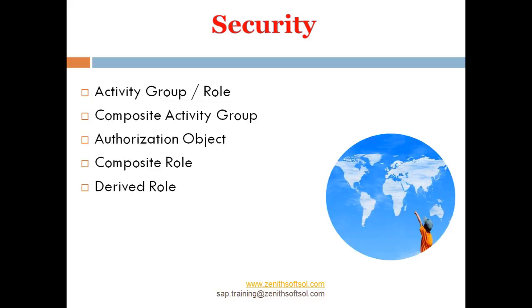Okay, and roles are of two types. One is composite role and another is derived role. What is composite role? A person having lots of tasks or duties to be performed. Okay, we will assign a role under composite role. A set of roles is known as composite roles.